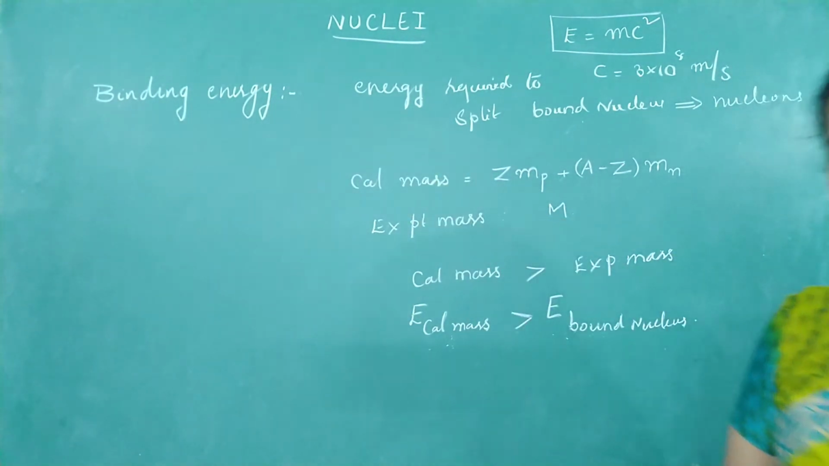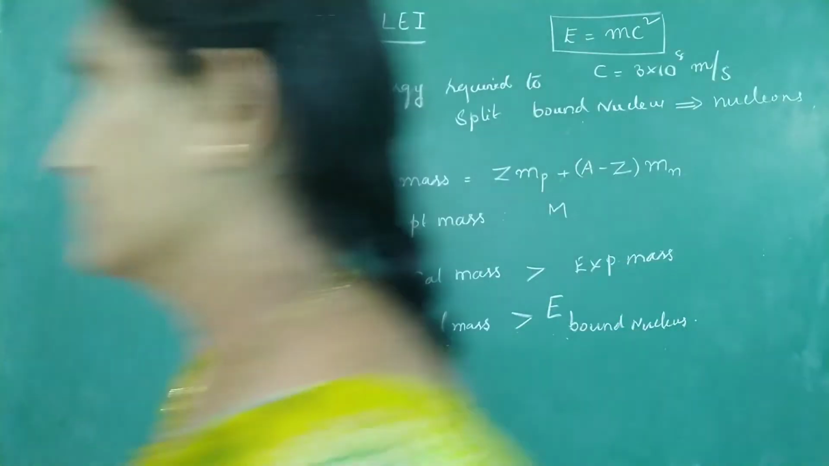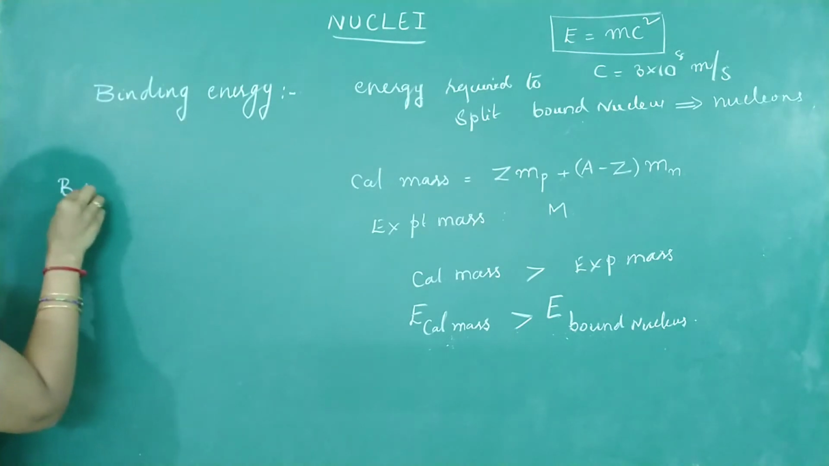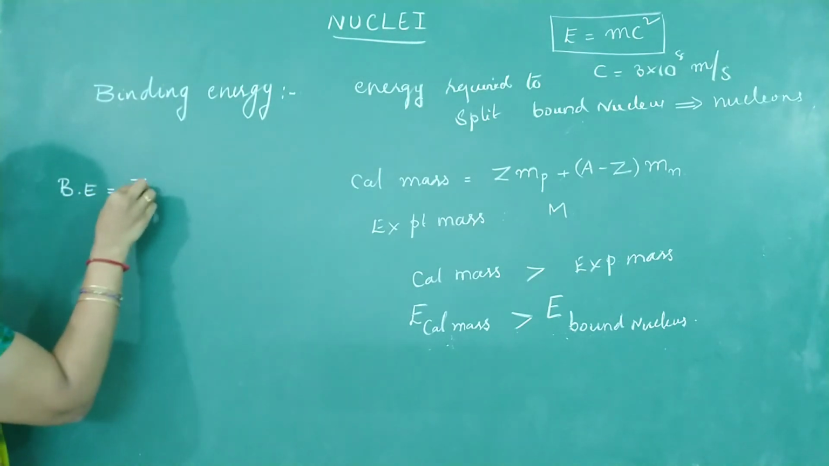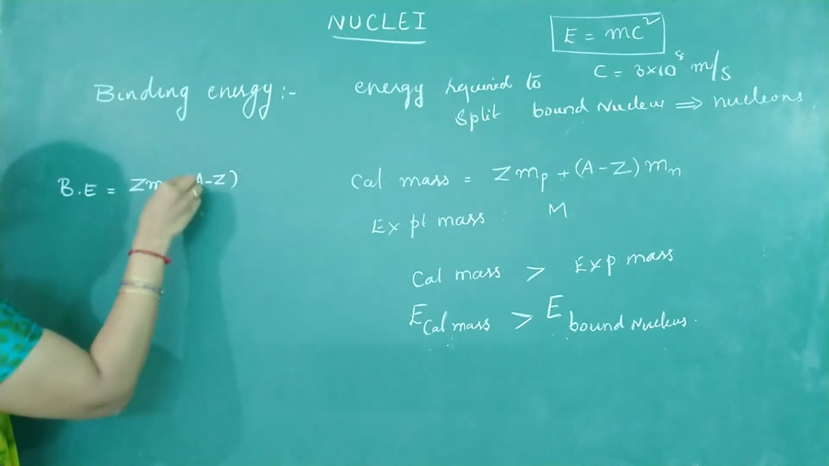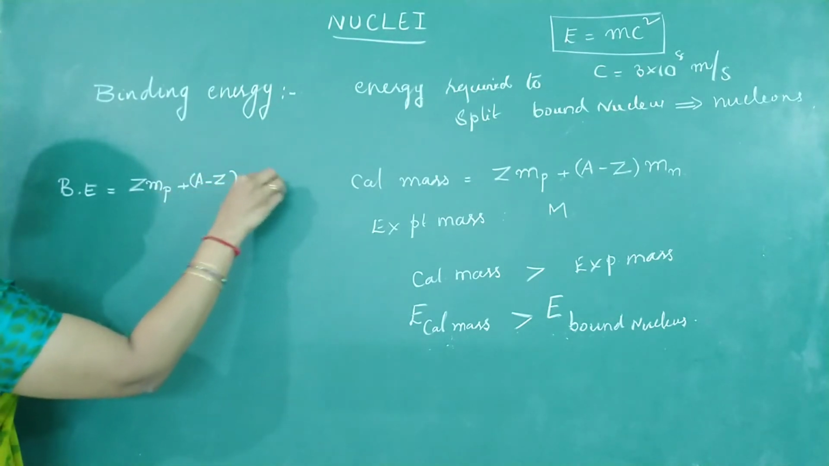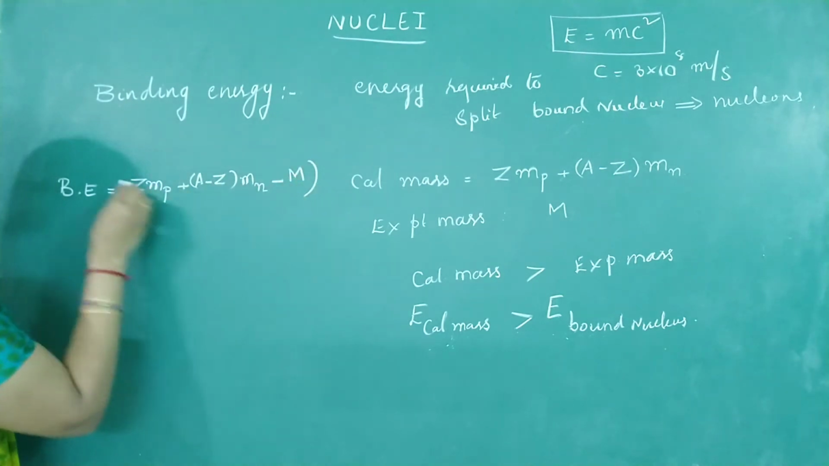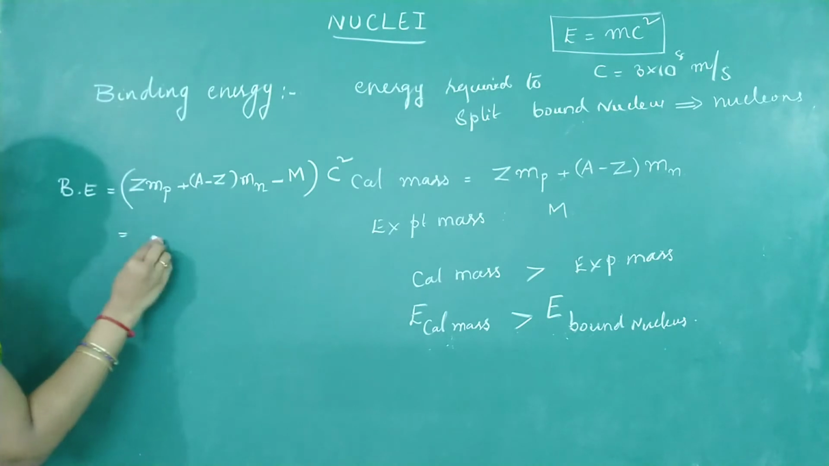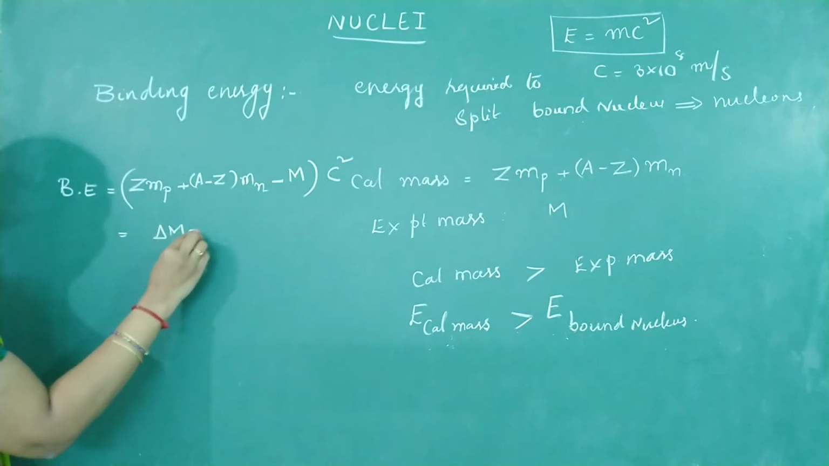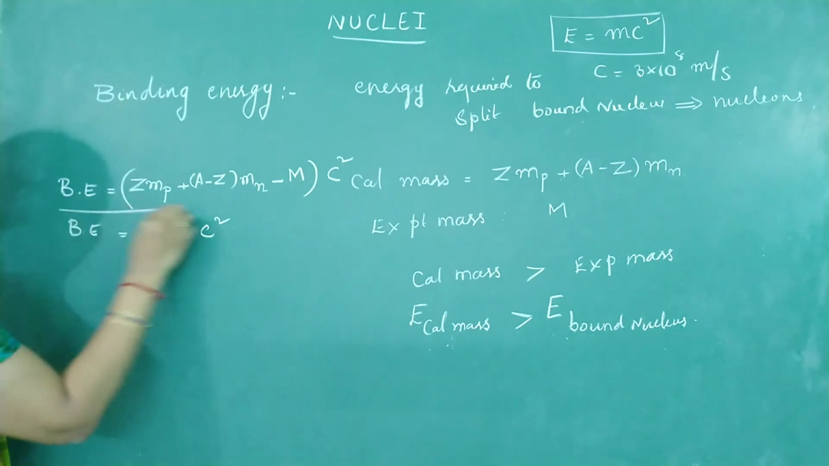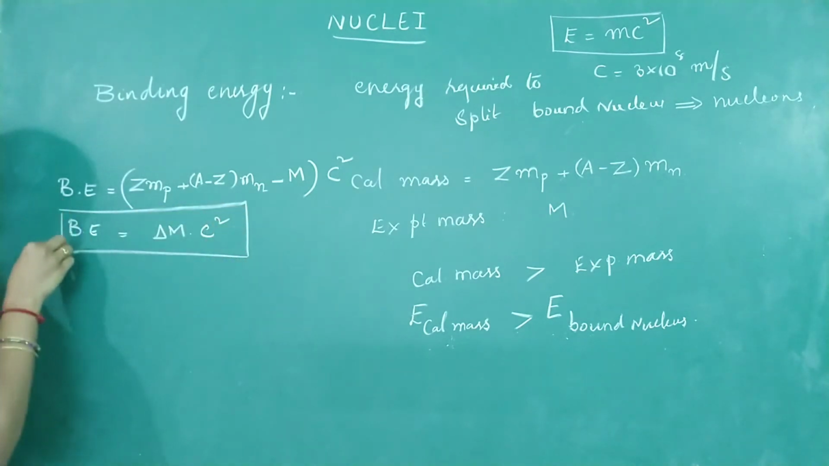And if you calculate this binding energy per nucleon, that means you have calculated the binding energy by using this relation. How to get the binding energy? Z into mass of proton plus A minus Z into mass of neutron minus mass of nucleus. Is this your mass defect? Multiplied with C square. Okay, I can write it as delta M into C square. This gives you the relation for binding energy.